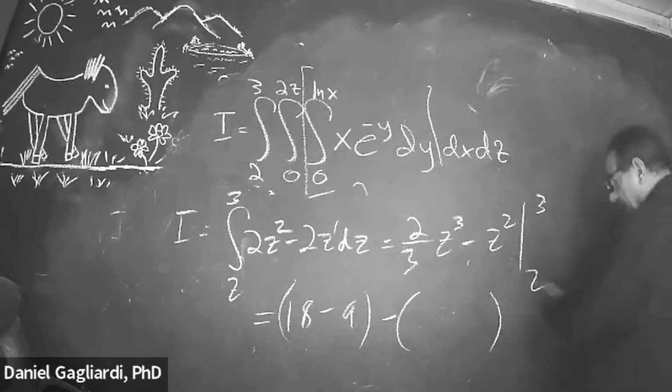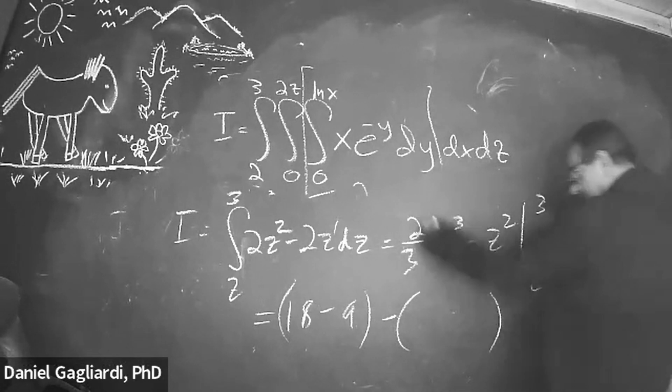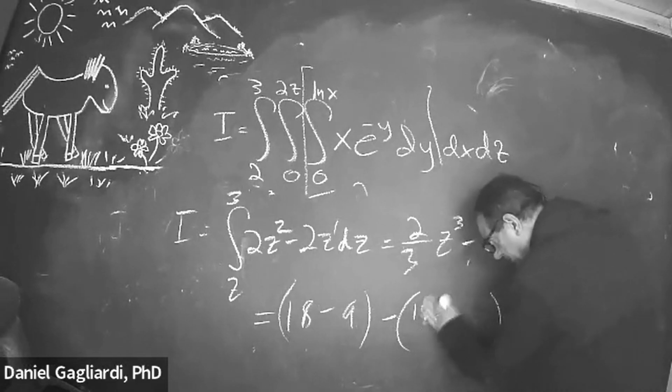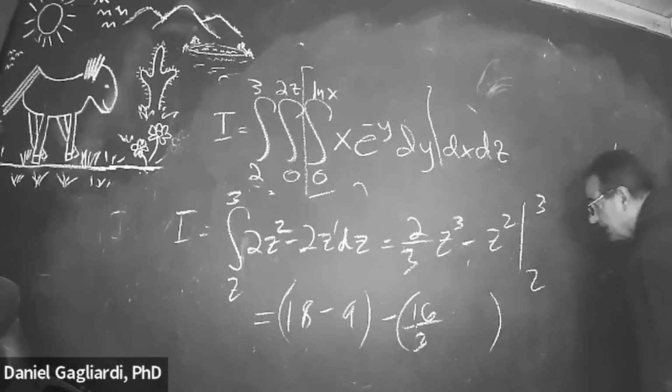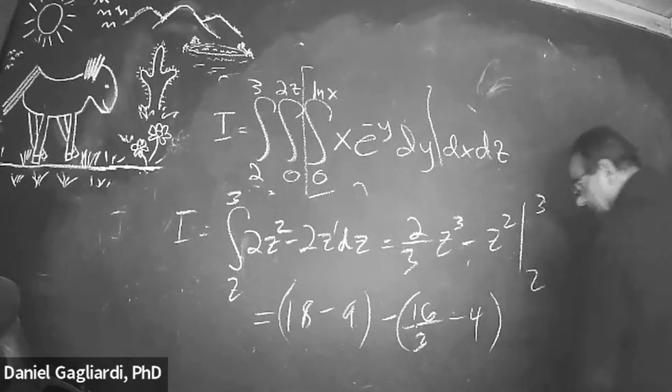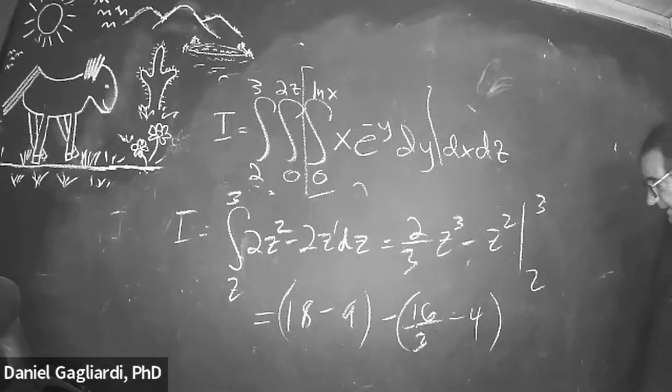So what do we have? If z is equal to 2, we have 2 cubed, which is 8. So this gives us 16 over 3. I don't know why I wrote 18. And then I plug a 2 in here, and we have 4. So what do we have? 18 minus 9 is 9, plus 4 is 13, minus 16 over 3.